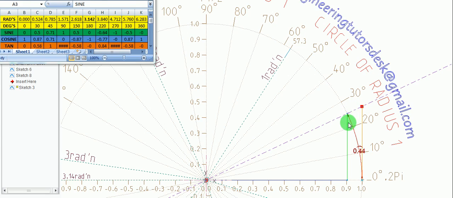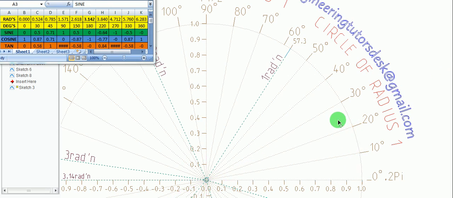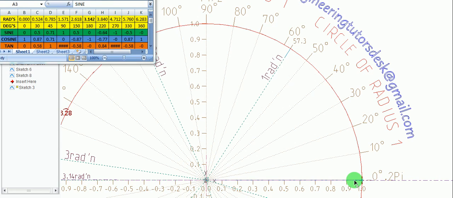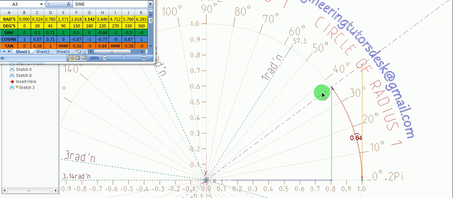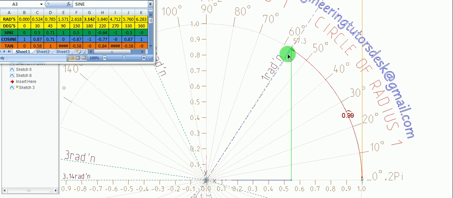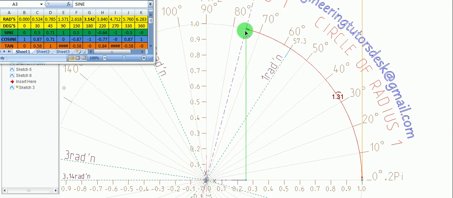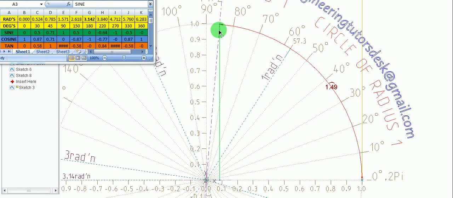Focus only on the sine. As I go on reducing the angle to 0, the sine is taking the value of 0. And when I increase the angle, its height goes on increasing, and when I reach 90 degrees, it has taken the height equal to the radius of the circle.